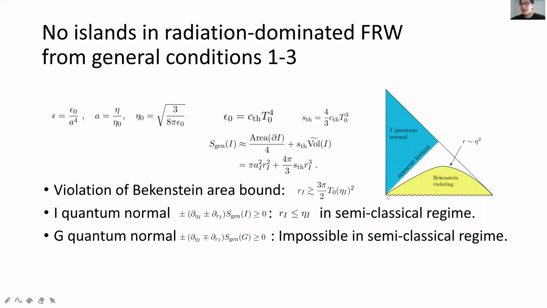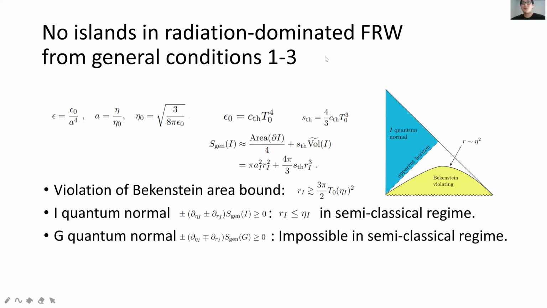The first condition, the Bekenstein violation, is inside this blue shaped region. And the I quantum normal is this dark bluish region. And for the G quantum normal region, the condition is never satisfied. So you know that whatever you do to purify this system in a thermal state, you are never going to make any regions an island. So this is purely for radiation domination.